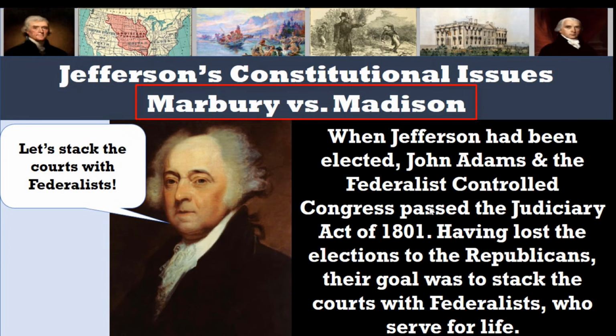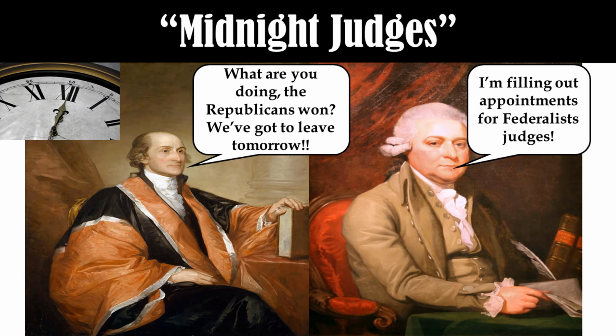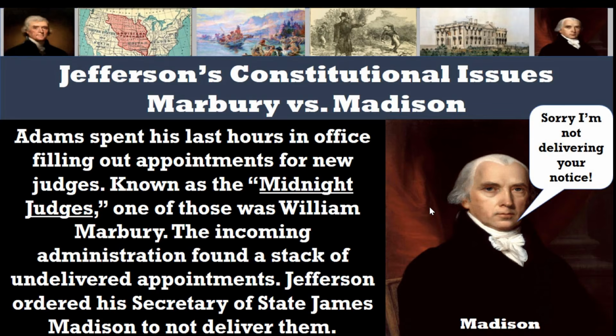However, Jefferson did have some constitutional issues, especially brought on by a Supreme Court case known as Marbury versus Madison. When Jefferson had been elected, John Adams and the Federalist-controlled Congress passed the Judiciary Act of 1801. Having lost the election to the Republicans, their goal was to stack the courts with Federalists who would serve for life. Adams spent his last hours in office filling out appointments for what became known as the Midnight Judges, one of whom was a man named William Marbury. The incoming administration found a stack of undelivered appointments, and Jefferson ordered his Secretary of State, James Madison, to not deliver them, and he didn't, including Marbury's.